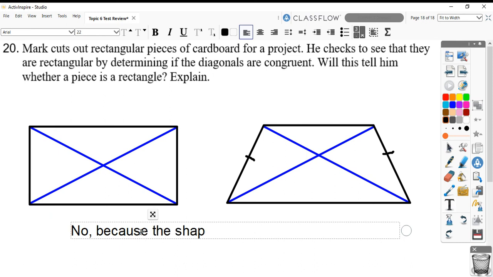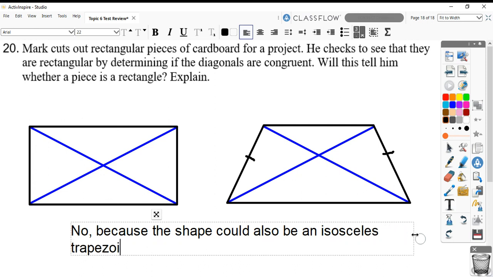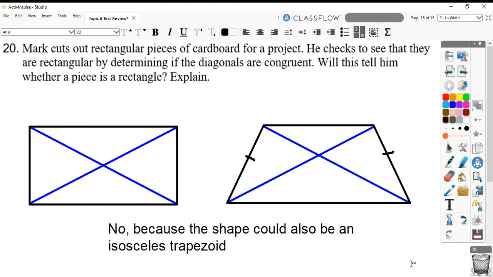because the shape could also be an isosceles trapezoid.